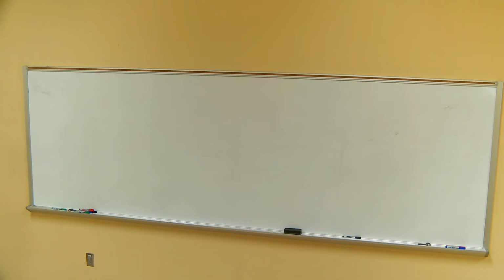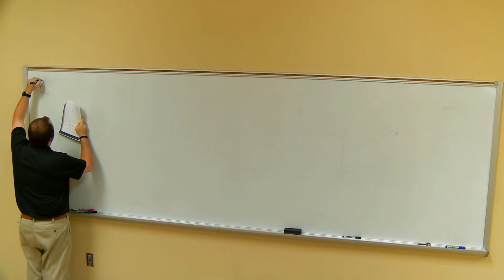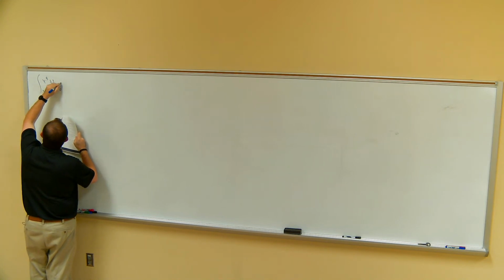Because remember, I said split this up yesterday, right? And we split it up like that. What if, instead of splitting it up, what if I did it like this? So we got the integral, and what we started with was x cubed plus 1 over x squared minus 4.